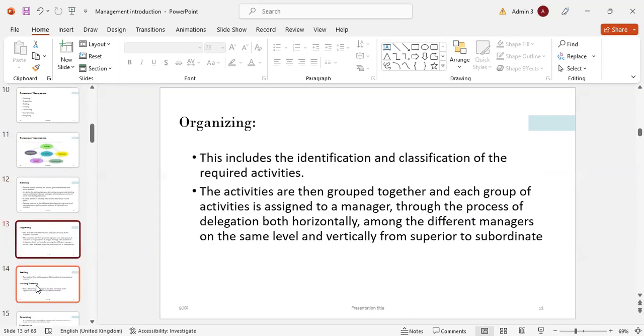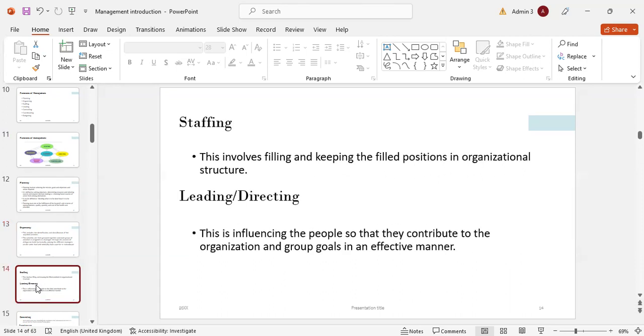Organizing. This includes the identification and classification of required activities. The activities are then grouped together, and each group of activities is assigned to a manager through the process of delegation, both horizontally among the different managers on the same level, and vertically from superior to subordinate. Staffing. This involves filling and keeping filled the positions in the organizational structure.